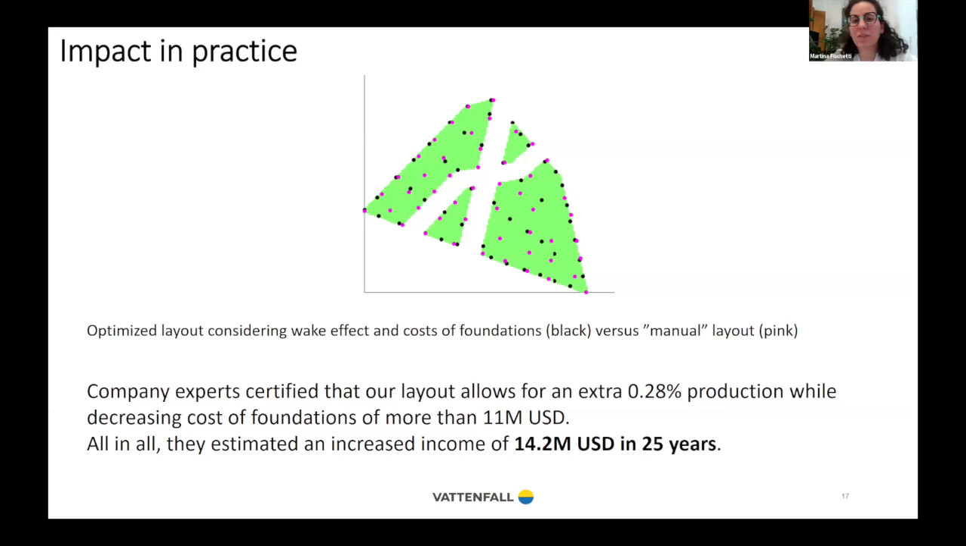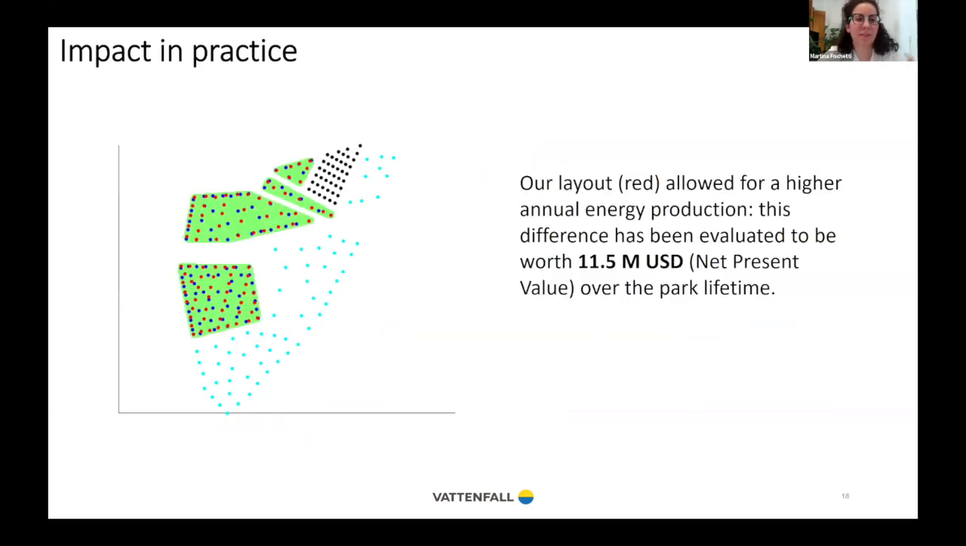And what is fascinating is that this is achieved simply by putting turbines in a slightly different position, which, though, is not trivial to find without advanced operational research. Now you could tell me, okay, Martina, this comparison is very relevant from a company perspective, but you're not fully comparing apples to apples, because you are comparing a tool where you can consider the cost of foundation with a tool where you cannot include the cost of foundations. So we did another test.